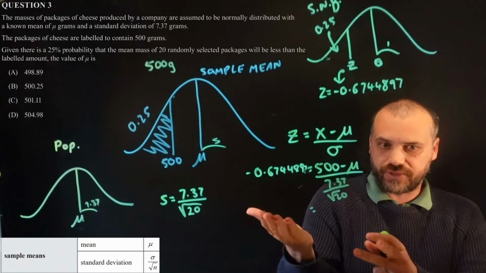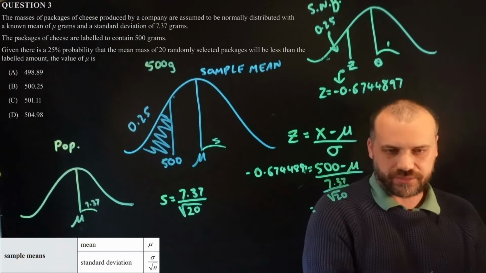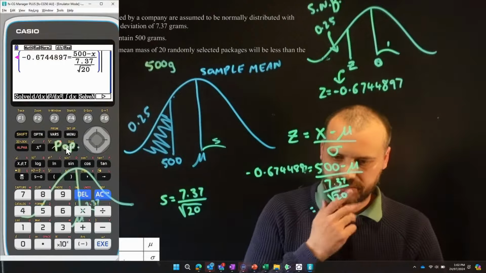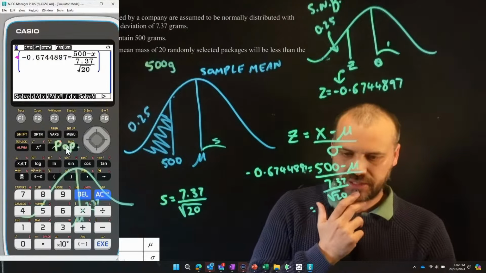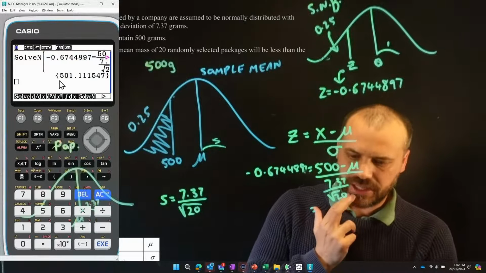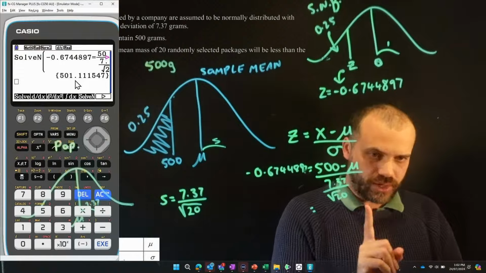Now I have a nice little equation that I can solve. I might use my calculator, just say solve for the mean. I've typed all of that into my calculator with a solve at the front, executing that. And the answer is 501.11.